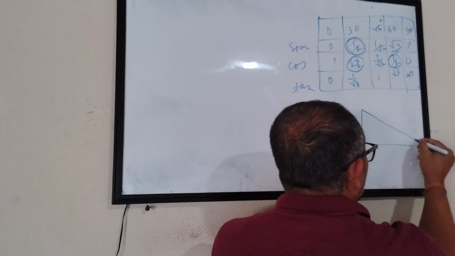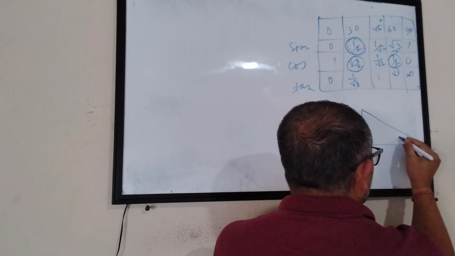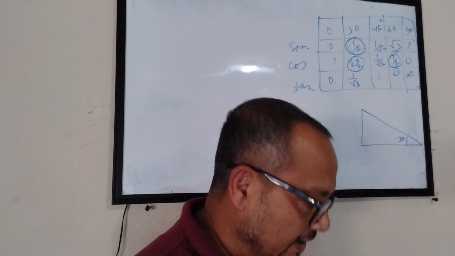I'm just trying to recall how this 30 translates into 1 by 2. Okay, I'll find it out for you guys.